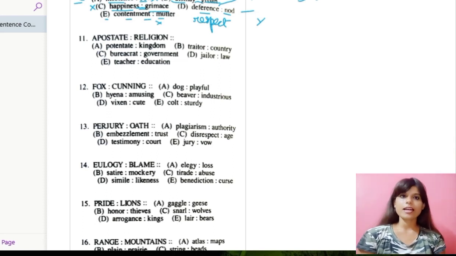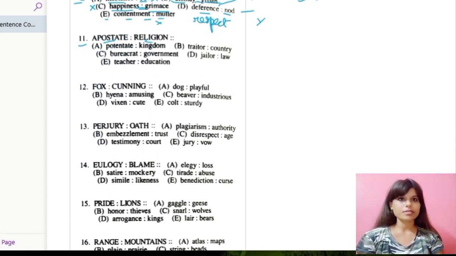So let's start our class today, and let me tell you here what you have to do is that 2 words would be given side by side, and that would be the question which would be written in block letters, and the relation between the two is the main thing that we need to consider. Supposedly, question number 11 says apostate and religion. So first of all, we need to understand what is apostate and what is religion, and what is the relationship between the 2 words.